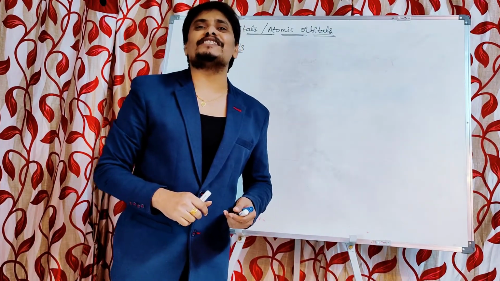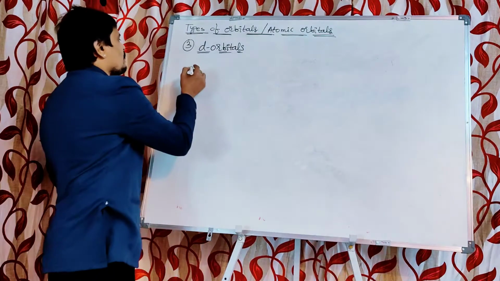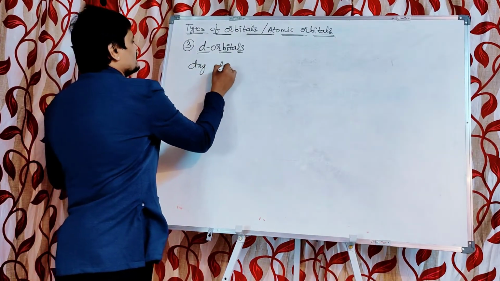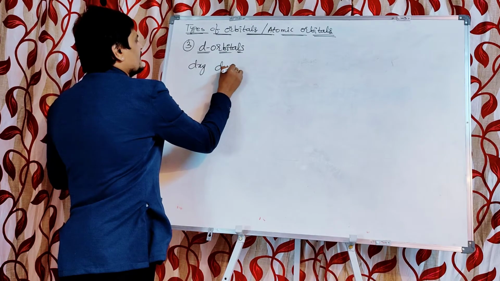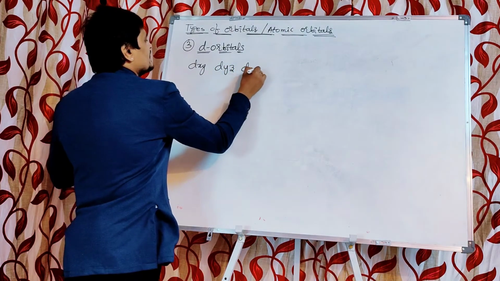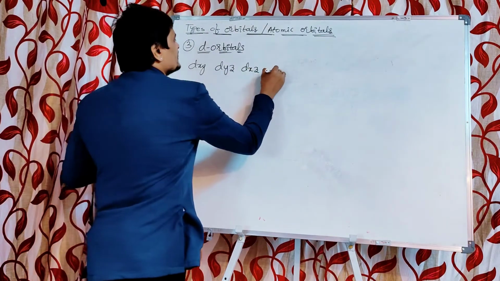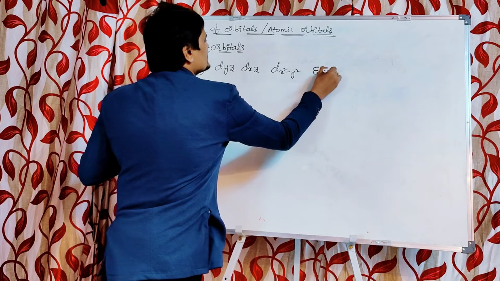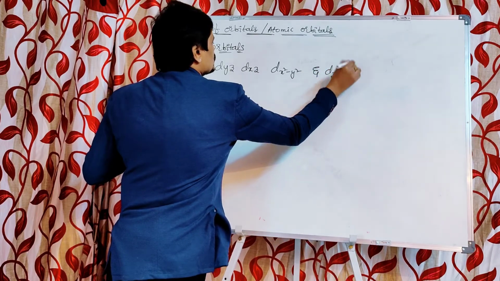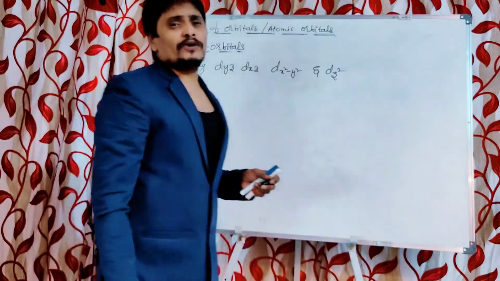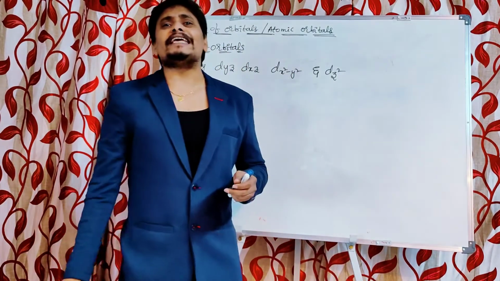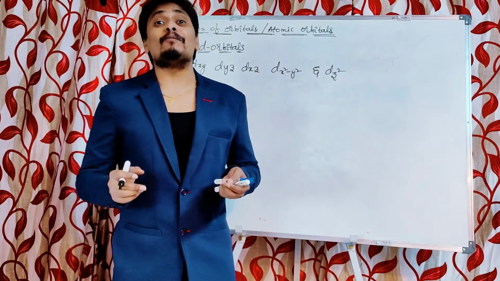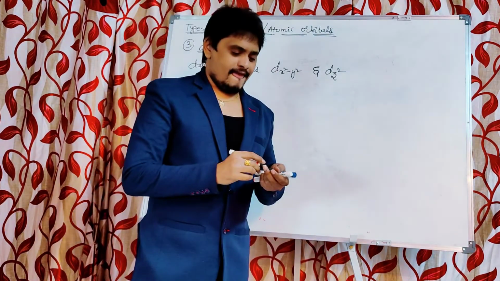These d orbitals are classified into 5 types. The first one is dxy. The second one is dyz. The third one is dxz. The fourth one is dx square minus y square, and the last one is dz square. So these are the 5 d orbitals, and these 5 d orbitals are double dumbbell in shape.